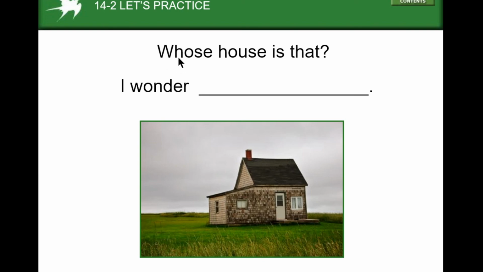We have the question, whose house is that? And our sentence becomes, I wonder whose house that is. In this situation, we need to change the word order from verb subject into subject verb. So our sentence becomes, I wonder whose house that is.